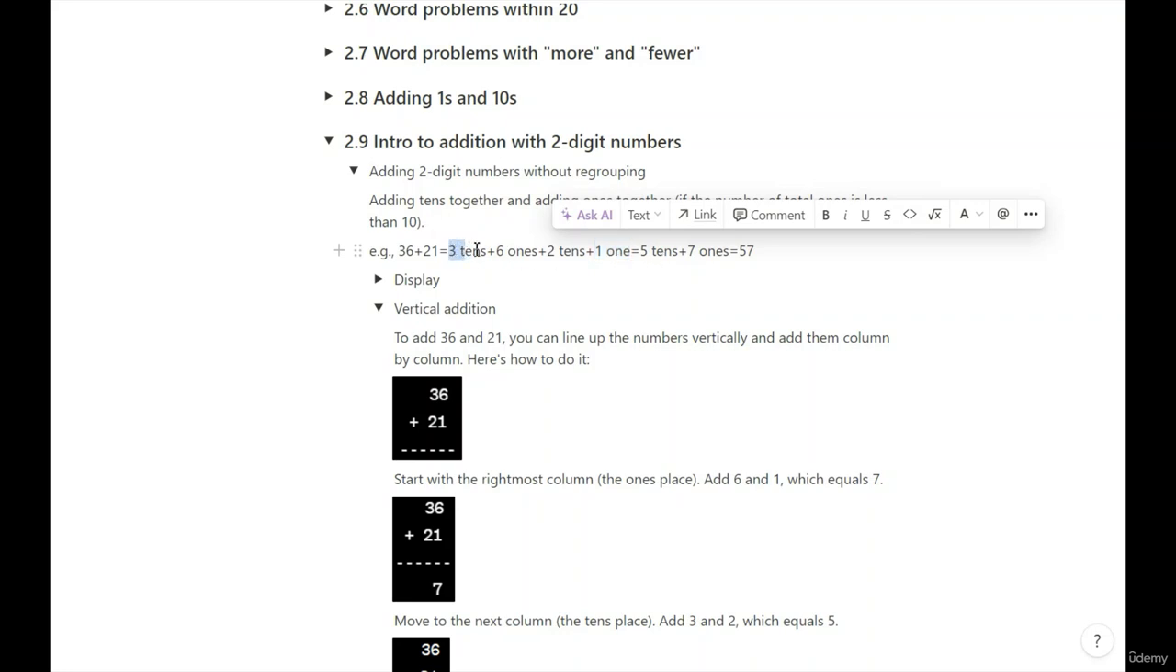Put ones together. Also put tens together first. We get 5 tens. Put ones together. You get 7 ones. So it is 5 tens plus 7 ones. That is 57.